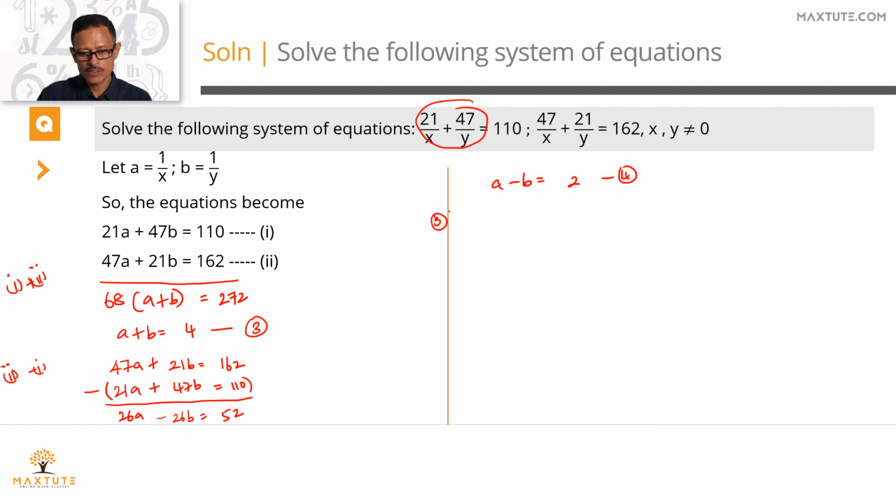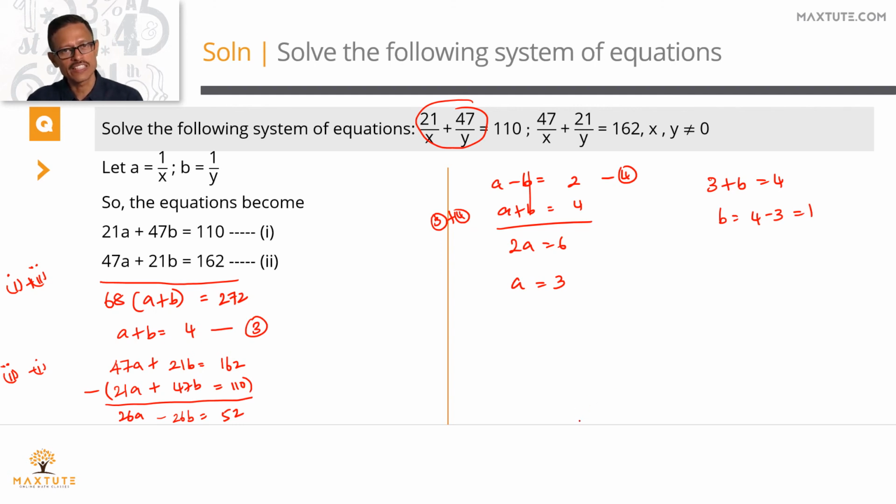Add equation 3 to equation 4. Equation 3 is a plus b is equal to 4. Equation 4 is a minus b is equal to 2. When you add the two equations, b and b get cancelled. 2a is equal to 6, or the value of a is equal to 3. Plug in the value of a in one of these equations. 3 plus b is equal to 4. I'm plugging it in this equation. So b is equal to 4 minus 3, which is equal to 1.